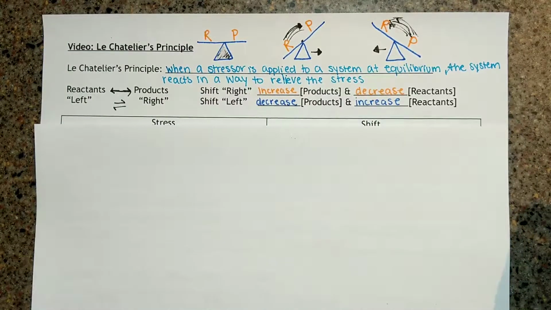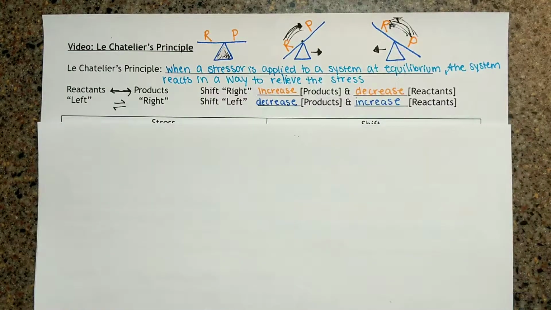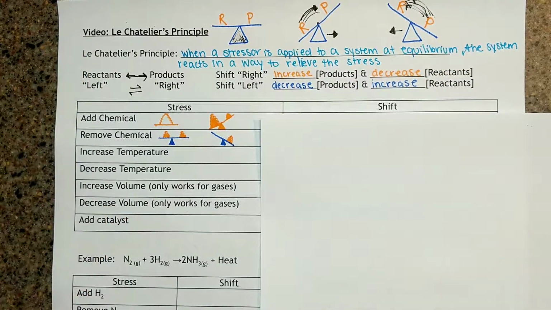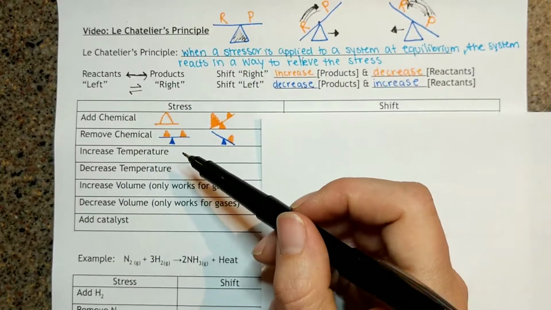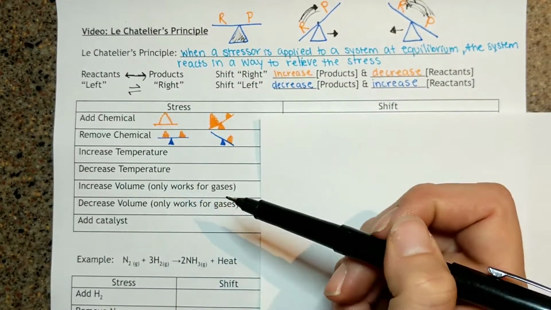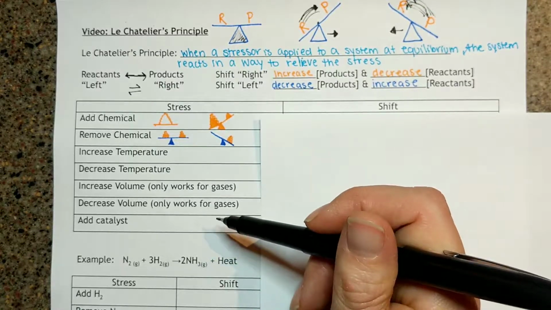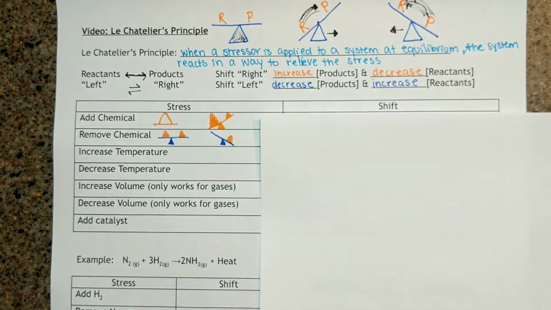So in a given reaction, I can do different stressors. My stressors include adding chemicals, removing chemicals, increasing temperature, decreasing temperature. I can increase the volume of my container. I can decrease the volume of my container, or I can add a catalyst.